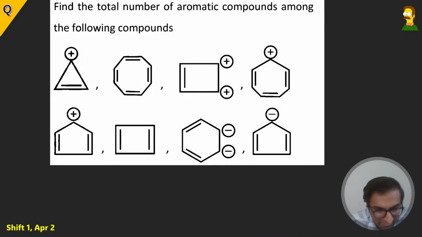I think इसके बाद एक और सवाल है. Last question right here. I think this one you guys will wake right back up. Find the total number of aromatic compounds among the following compounds.